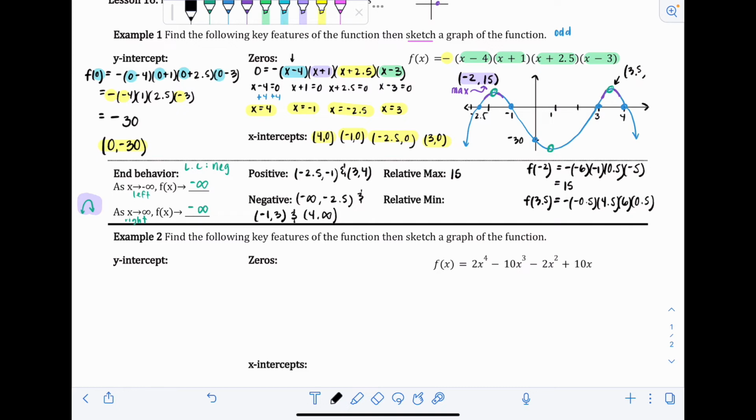Okay, and then now we can count up our negatives. We have an even amount. We have two negatives, so our output's going to be positive, and we can just multiply everything together. So do 0.5 times 4.5 times 6 times 0.5 again is 6.75. So that means that the y value at this 3.5 point is 6.75.